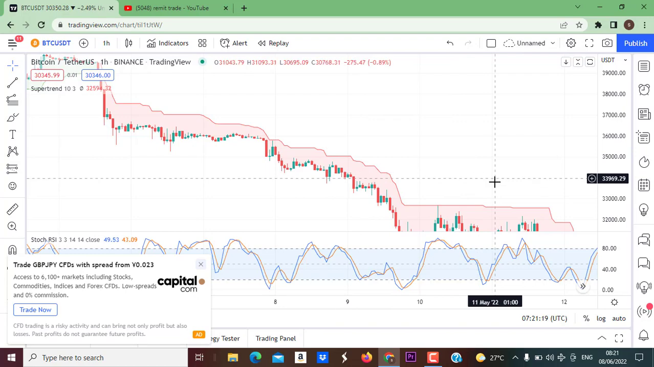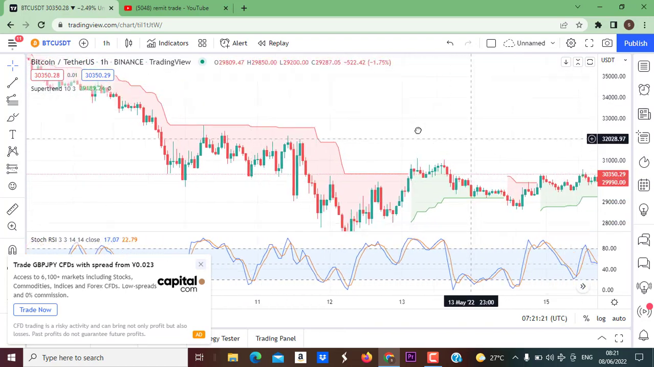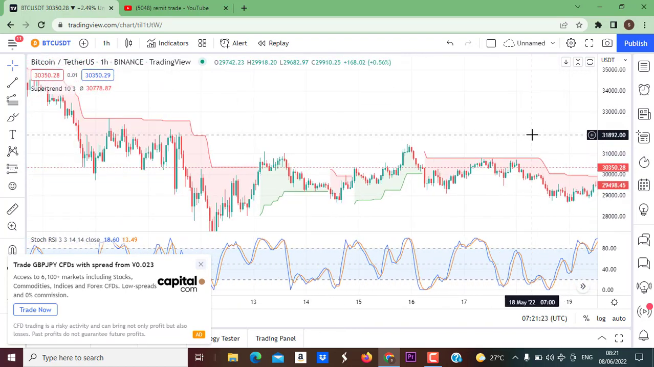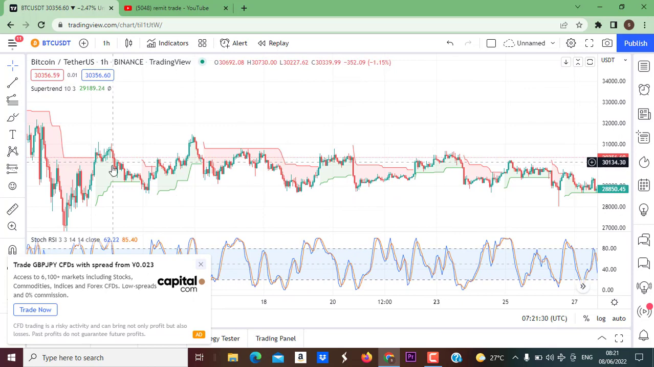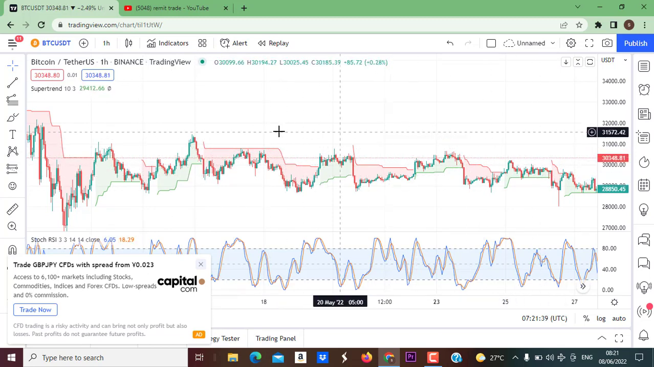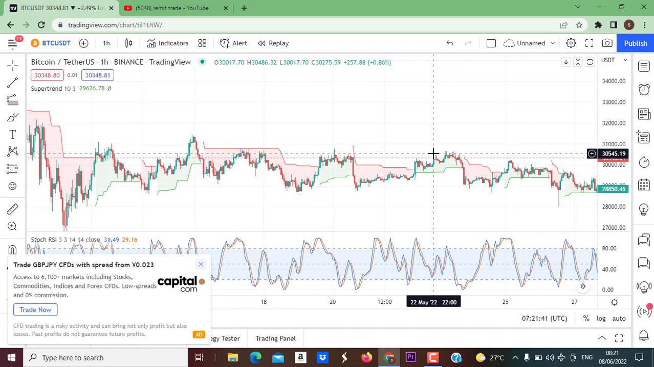Now, one very important thing I want to talk about in this strategy is this very area. This strategy does not work when the market is ranging. If you look at this very area, you see the market is moving up and down, and the super trend indicator is showing you uptrend, downtrend here, uptrend, downtrend here. So don't use this strategy in a ranging market. It's only suitable for when the market is in an uptrend or downtrend.